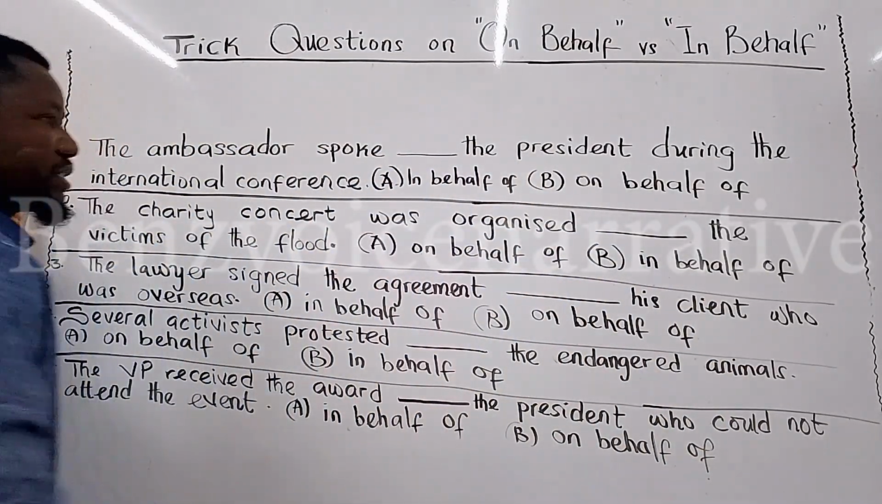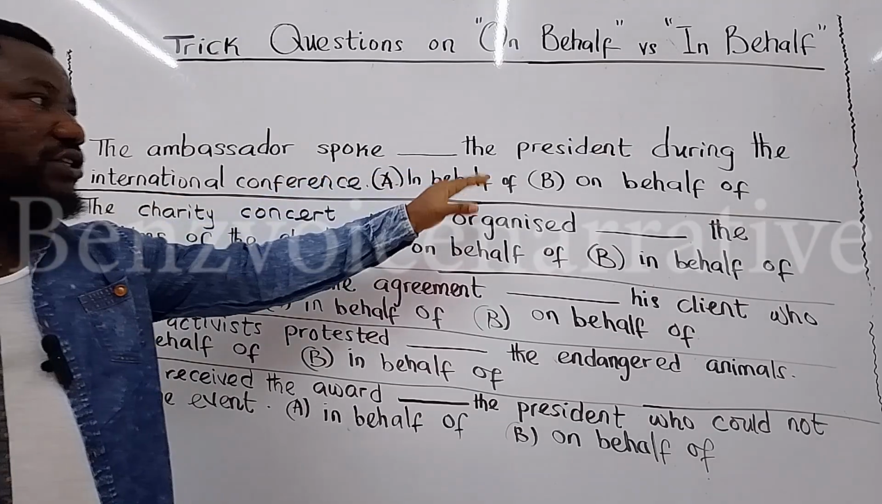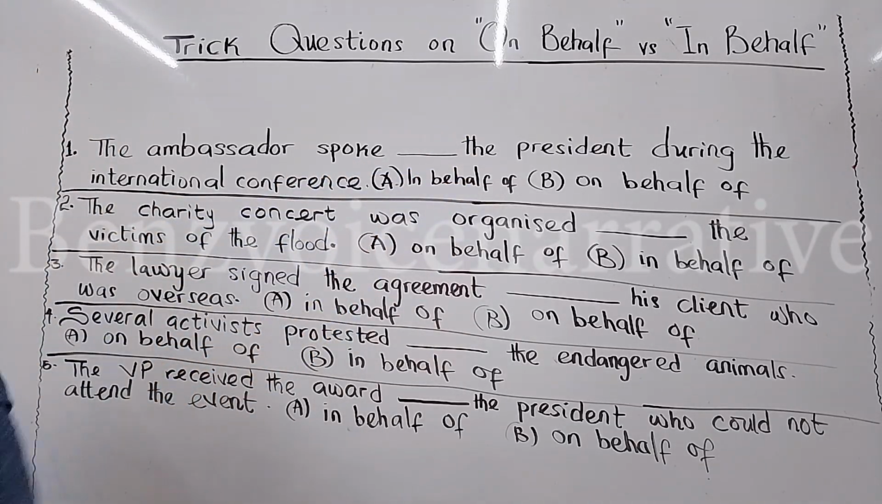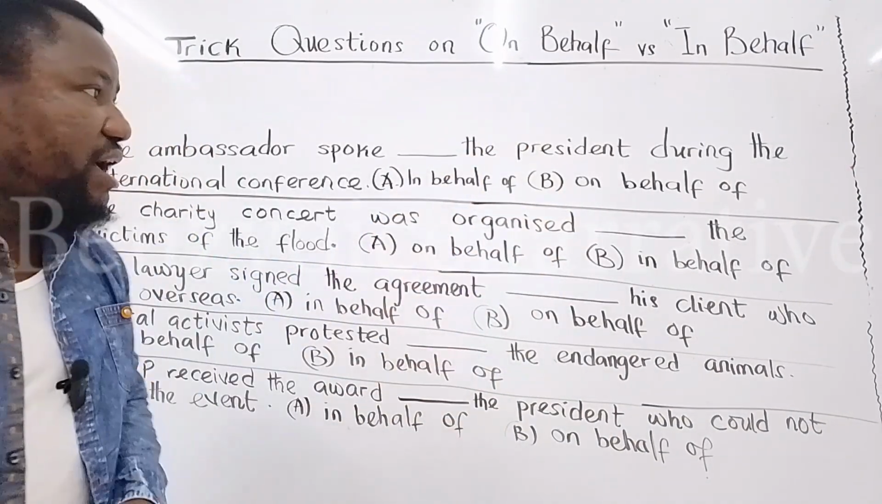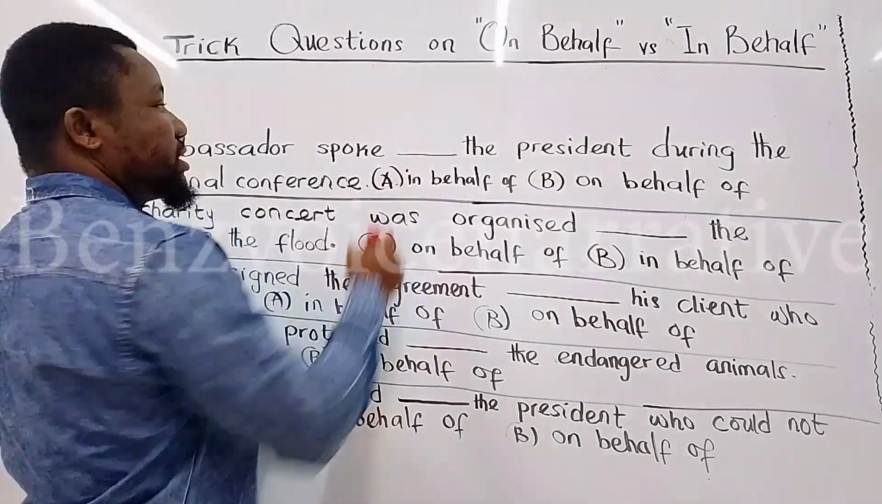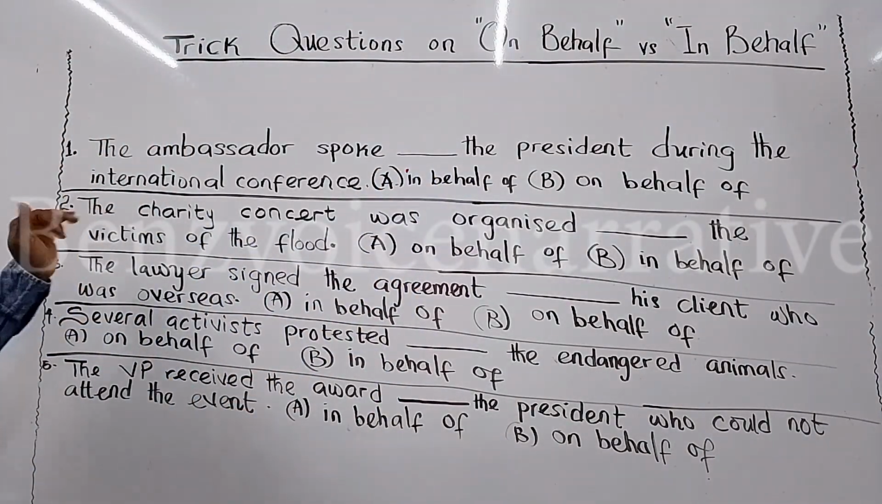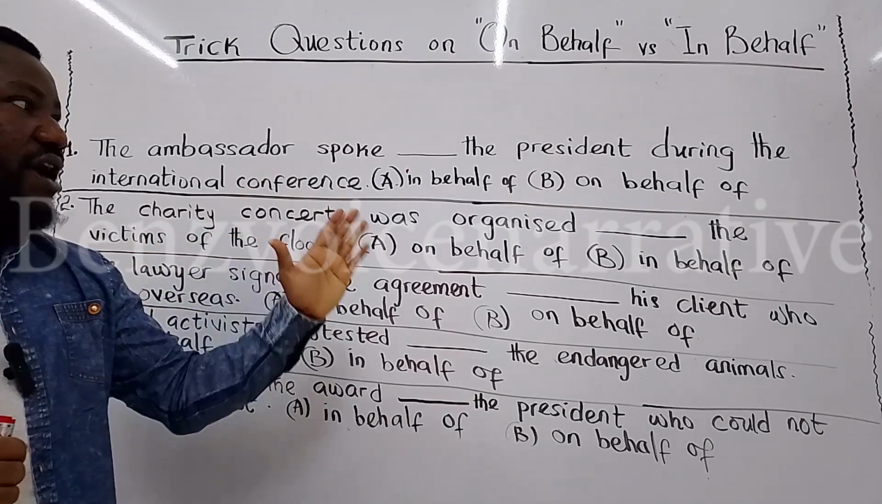The first question here says, "The ambassador spoke Dutch, the president during the international conference." Let me take that again. "The ambassador spoke Dutch, the president during the international conference." And we have 2 options to look at. The first is "in behalf of", and we have "on behalf of". Actually, this is the small letter because the answer is within the sentence.